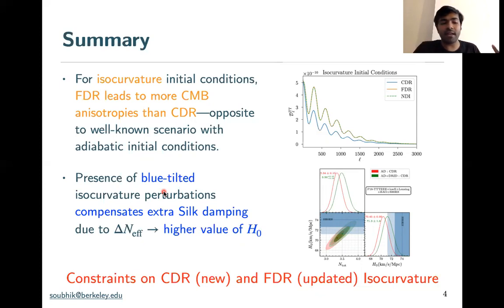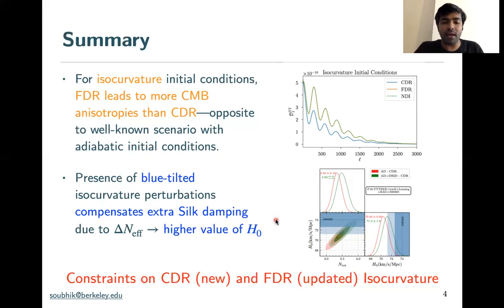And the basic idea is that once you add extra degrees of freedom, extra radiation, typically you can have some bit of Silk damping at high L. But then if you have blue tilted isocurvature perturbation, you can have enhanced density perturbations at a high L. So this enhancement due to the blue tilt can compensate for the Silk damping. And that can let you accommodate more delta N effective and give rise to larger H0. And this is again something that I'll explain after a few slides.